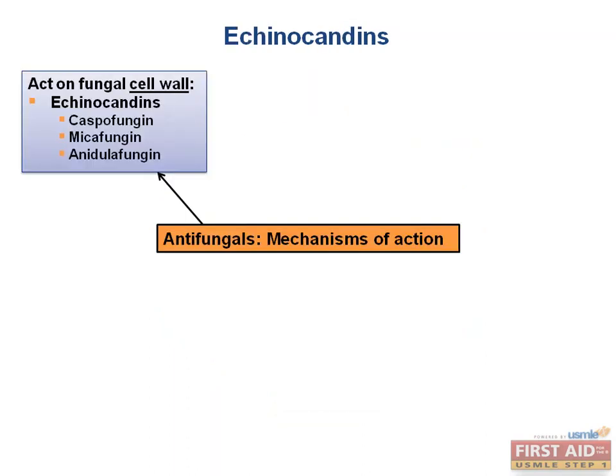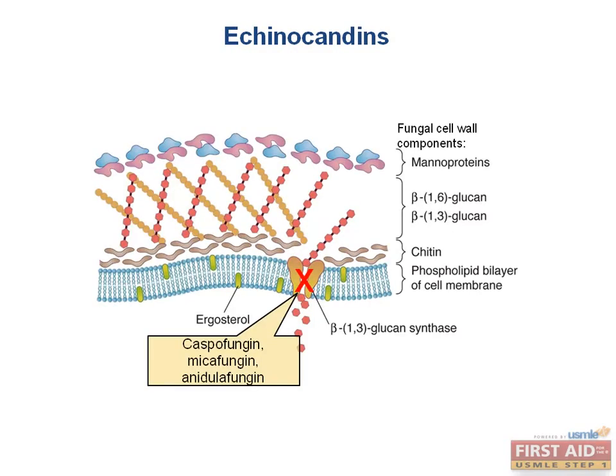Moving on to the group of antifungals known as echinocandins. The use of caspofungin is limited to treating invasive aspergillosis and serious invasive Candida infections. This image will help you remember that this medication inhibits cell wall synthesis by inhibiting beta-glucan synthase, and therefore beta-glucan synthesis.